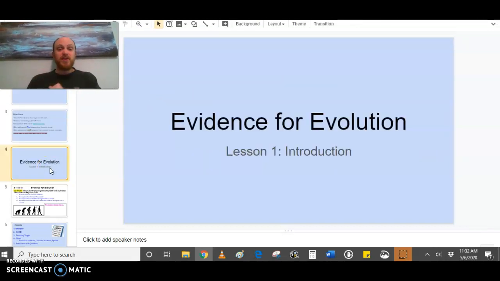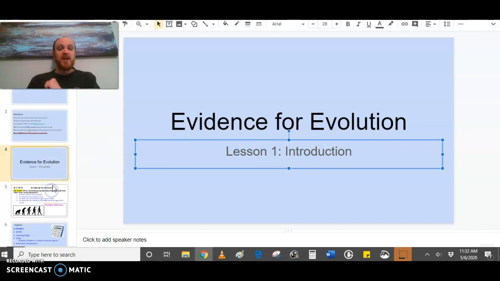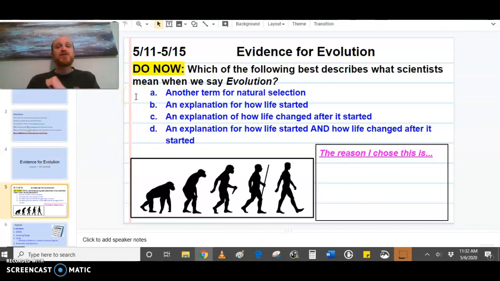Here's our first unit. The first lesson in this new unit is evidence for evolution. So this is more of an introductory lesson. Our do now says, which of the following best describes what scientists mean when we say evolution?